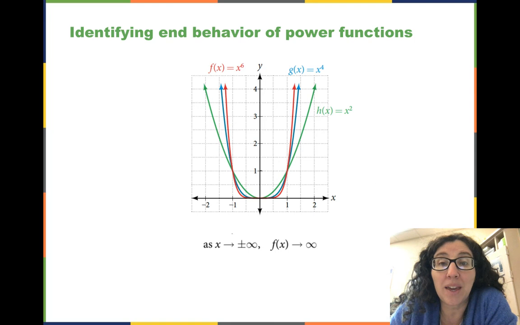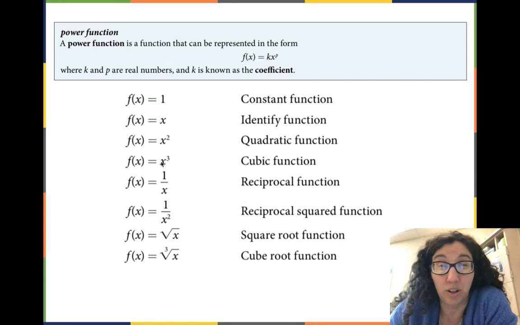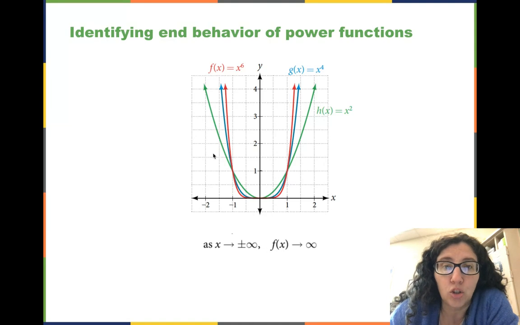So let's talk about the end behavior of power functions. Honestly, the ones we're going to care about are these up here, the ones with integer exponents. Those are going to be interesting to us because we're going to be talking about polynomials in a minute. So what if the exponent is even, like 2, 4, or 6?